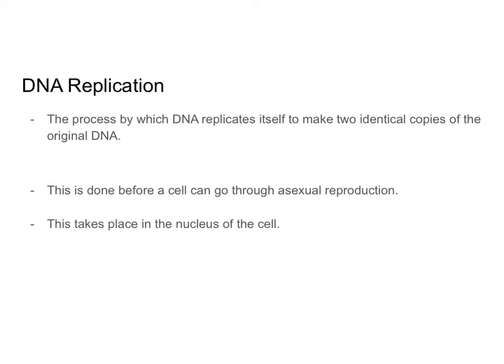The process of DNA replication is when DNA copies itself to make two identical copies, and this is done before a cell can go through asexual reproduction. And we'll talk about asexual reproduction in just a bit. And this takes place in the nucleus of the cell. The DNA is in the nucleus, and DNA replication takes place in the same place.